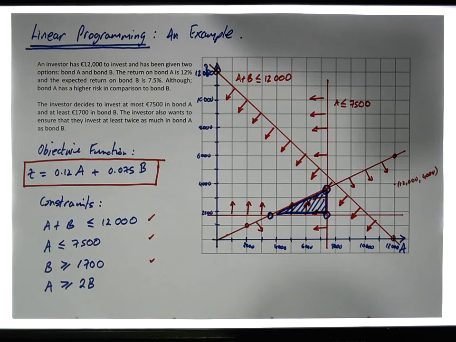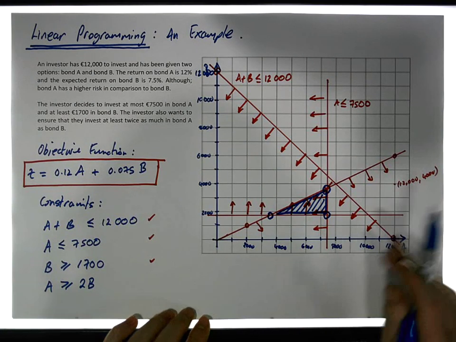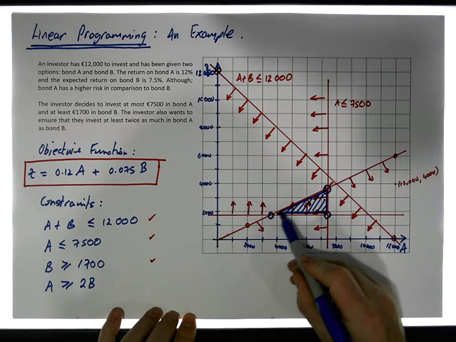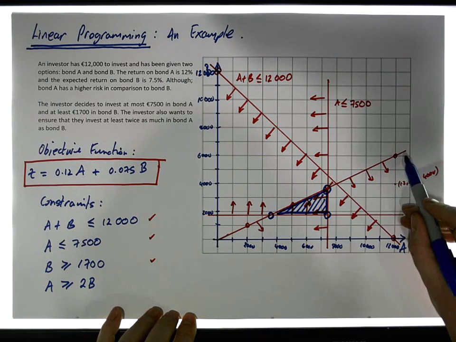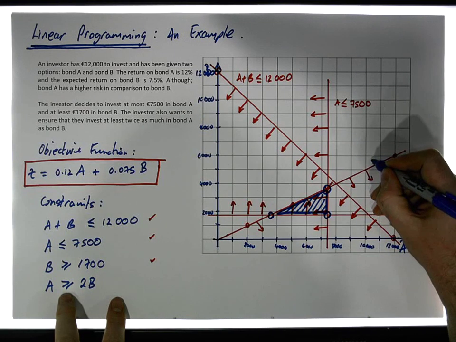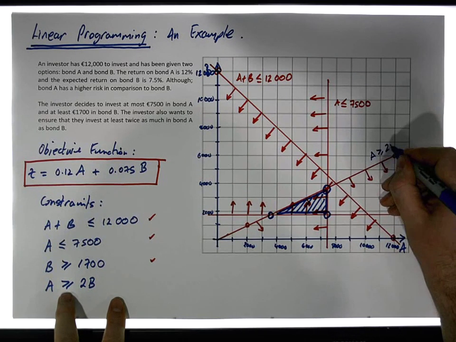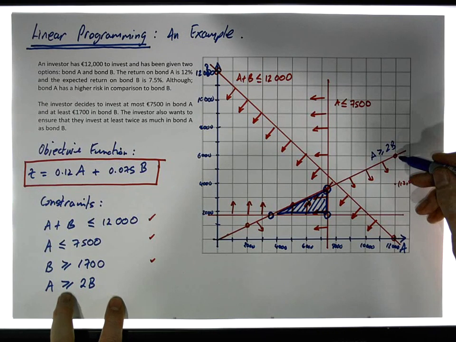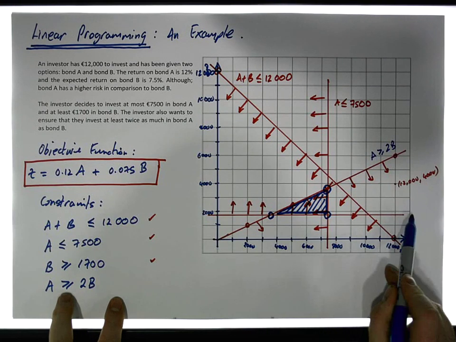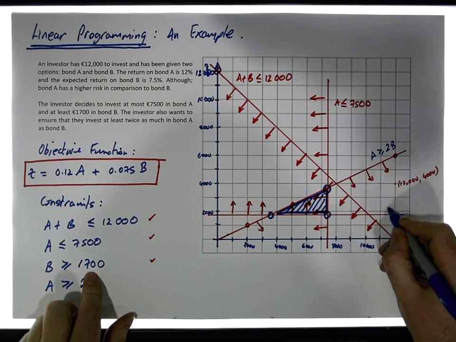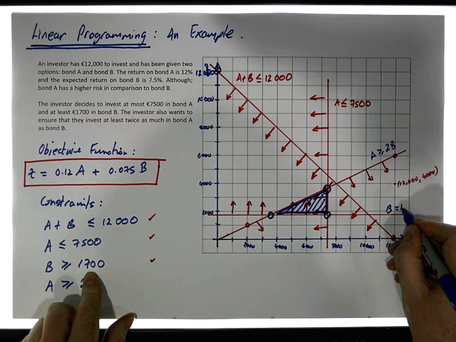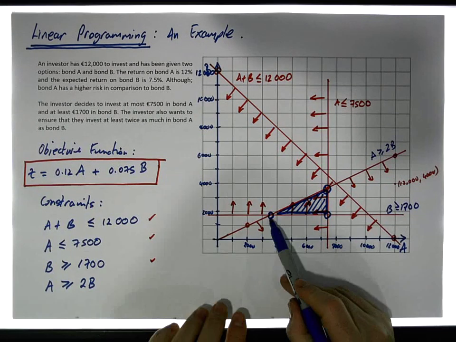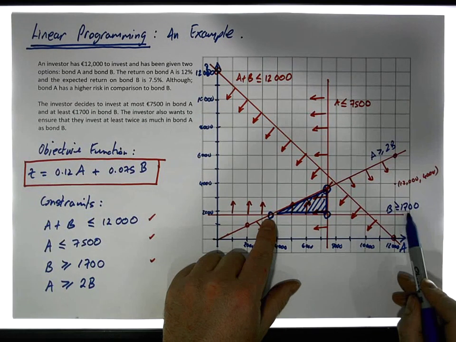So now we have intersections of lines. This line here is the line a is equal to 2b, and this is the plane a is greater than or equal to 2b. And this line here is the line where b is equal to 1,700, or the plane where b is greater than or equal to 1,700, and these two intersect right here. Well, they intersect when b is 1,700.